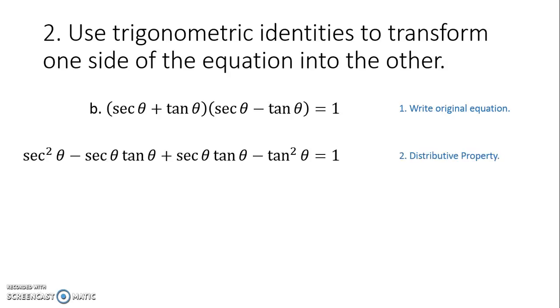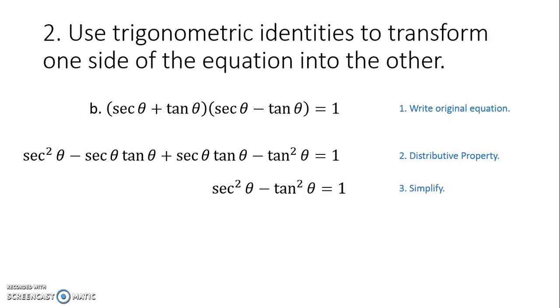But I get secant squared theta minus secant theta tangent theta plus secant theta tangent theta minus tangent squared theta. So all I did was distribute, or FOIL, if you'd prefer to call it that. Simplifying that, those negative secant theta tangent theta and positive secant theta tangent theta, those cancel. So I end up actually just having secant squared theta minus tangent squared theta equals 1. So I've simplified to get there.